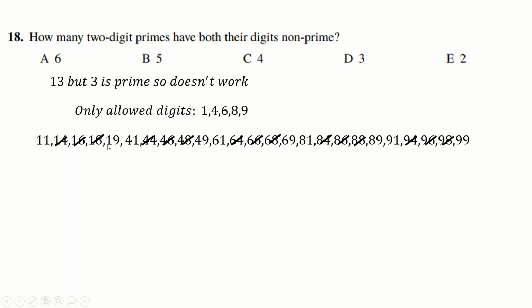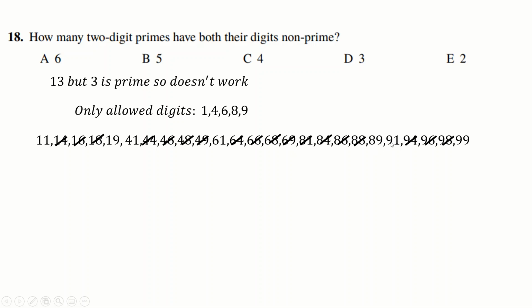11 is prime, 19 is prime, 41 is prime, 49 is 7 times 7, so that doesn't work. 61 I think is prime, it's not in the timetables anywhere. I'm just going to say that it is. 69, these digits add up to 15. We saw earlier if digits add up to a multiple of 3, then it is a multiple of 3. 81 is 9 times 9.